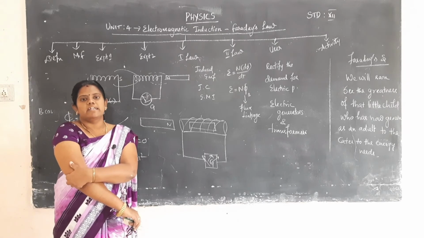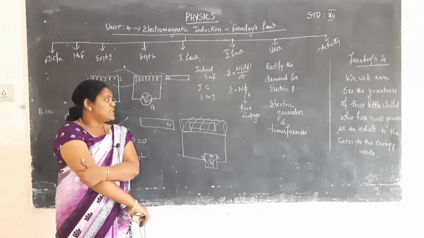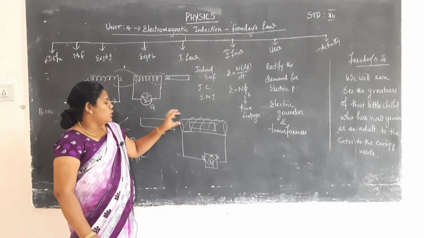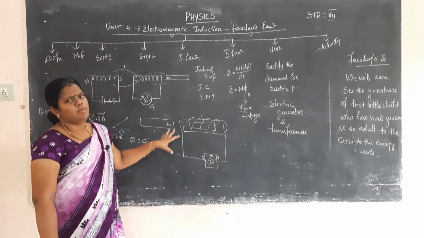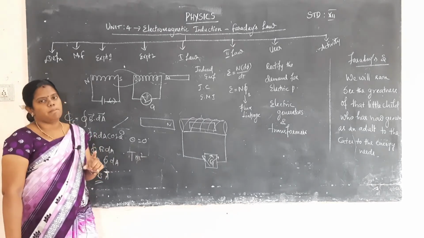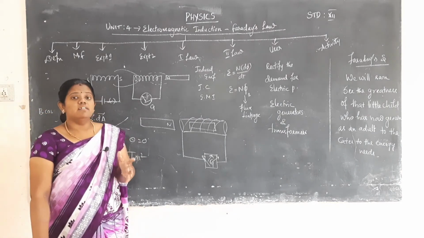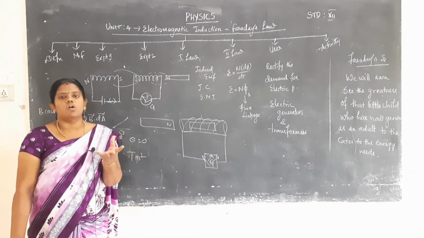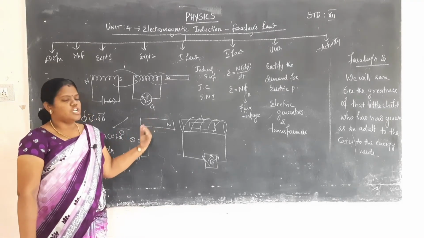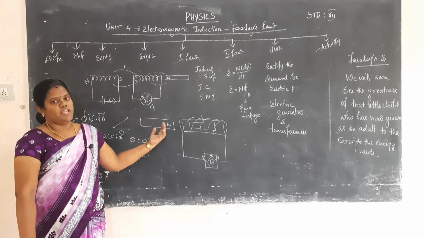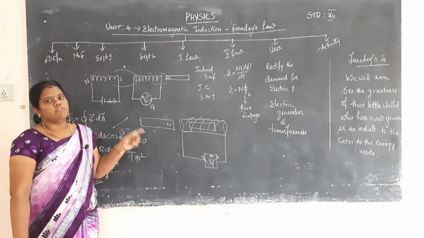Suppose the magnet is at rest inside the solenoid, inside the coil. The galvanometer shows null deflection. This is the first experiment. A deflection is produced in the galvanometer by the change of movement of the magnet. That is Faraday's first experiment.